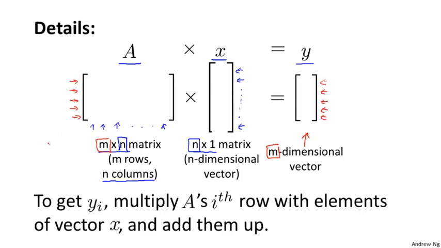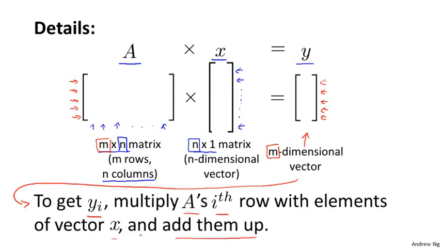So how do you actually compute this vector y? Well, it turns out the process is, to get y_i, multiply the ith row of A with the elements of the vector x and add them up. So here's what I mean. In order to get the first element of y, that first number, whatever that turns out to be, we're going to take the first row of the matrix A and multiply them one at a time with the elements of this vector x.